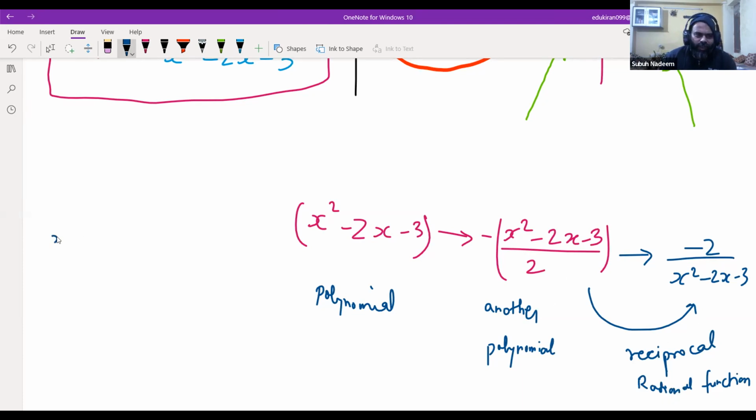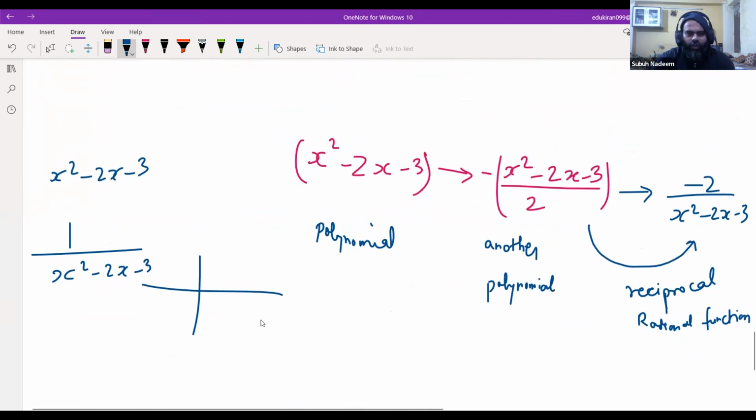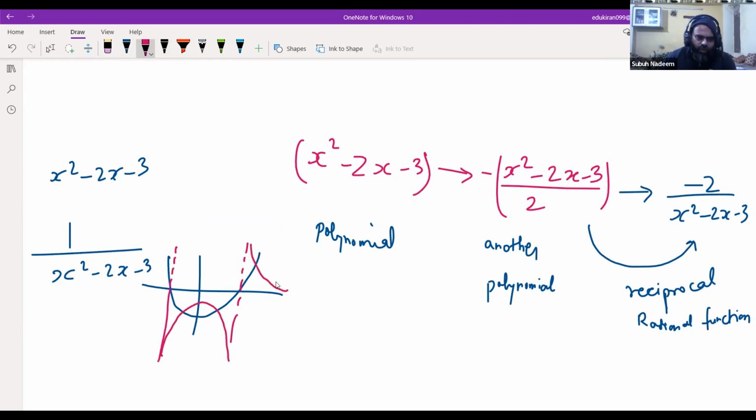If it was like x square minus 2x minus 3, and you have to draw the graph of 1 by x square minus 2x minus 3, then what you would have done, that x square minus 2x minus 3 you have drawn here like this. This is x square minus 2x minus 3. And you took this as an asymptote. You would have drawn this one. This is the reciprocal.